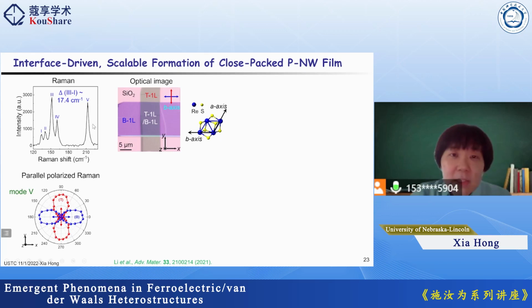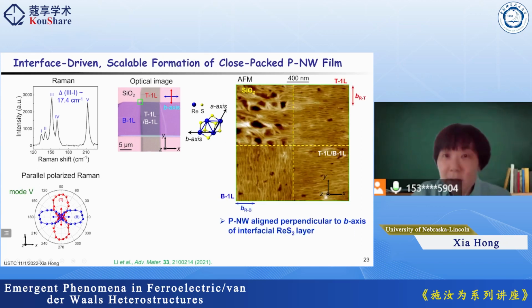To understand the direction and the length scale of this interaction, we prepared two rhenium disulfide samples with their B-axis perpendicular to each other. This is identified by polarized Raman experiment. Here we show the AFM morphology of the small region inside this green box.